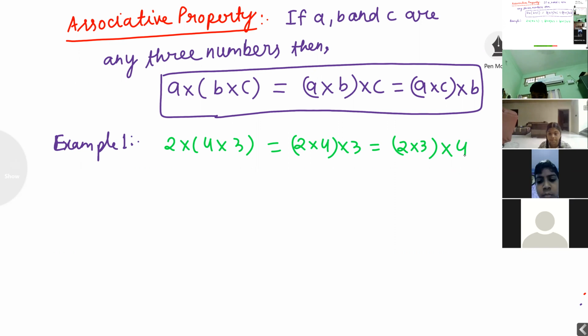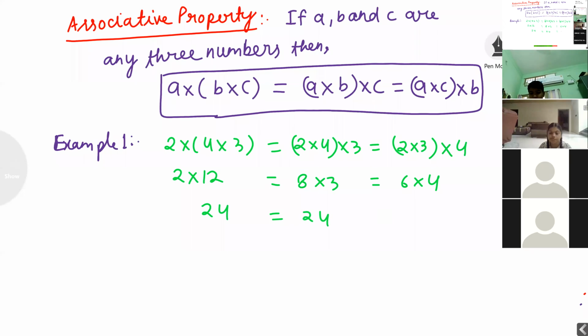4 3s are 12. 2 into 12 is equal to 24. 2 4s are 8, 8 into 3 is equal to 24. 2 3s are 6 into 4 is 24. 12 2s are 24, 8 3s are 24, 6 4s are 24. Students, you are observing what is the magic of this property. We can interchange the value, then answer will become same. Now note down, everyone.